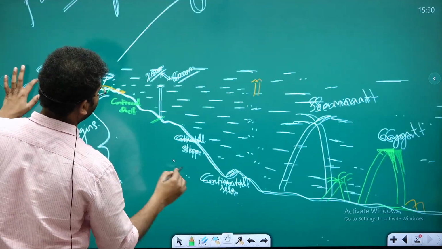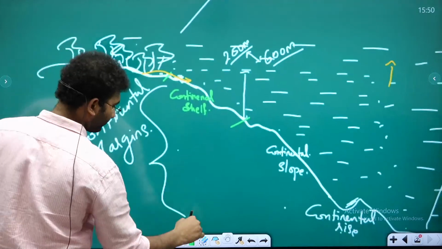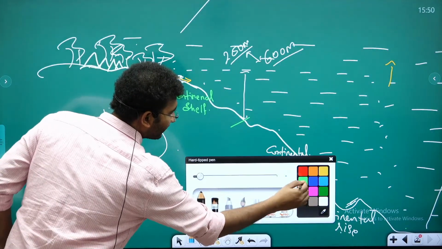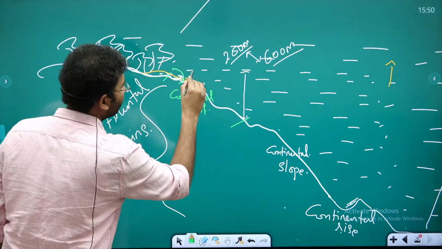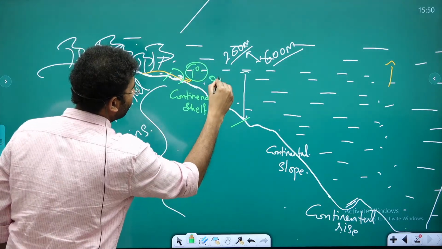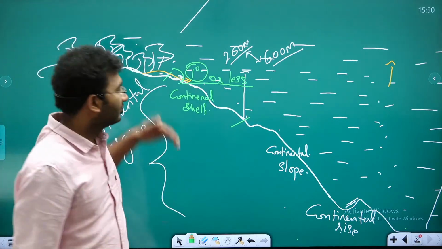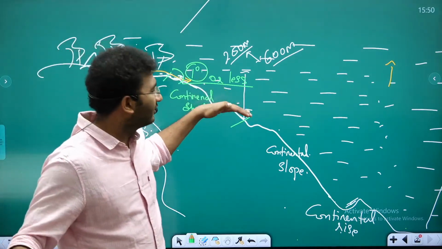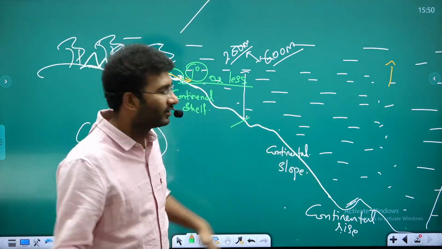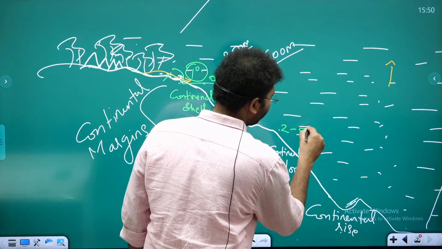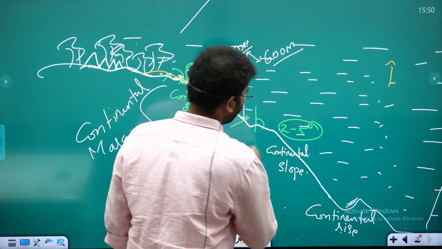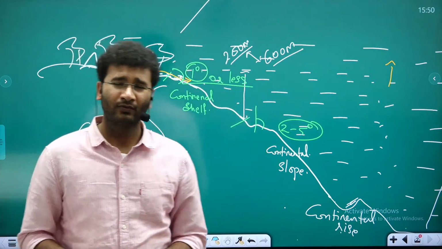Look here. The angle is 1 degree or less, right? The slope angle is less than 1 degree. Now when it comes to the continental slope, it can vary anywhere between 2 to 5 degrees. If you draw the angle, it is 2 to 5 degrees.